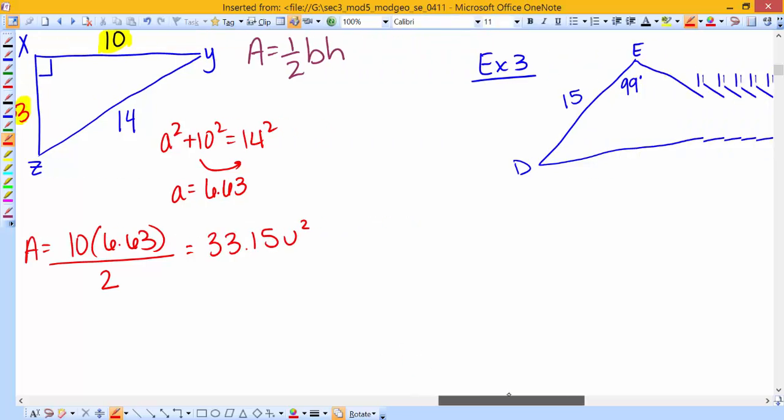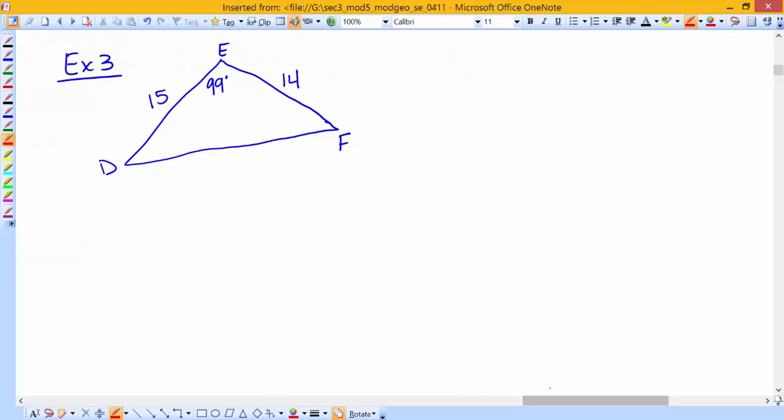All right, let's move on to our last example. So here, let's see. I don't have all three sides. This is not a right triangle, but I do have a side, and an angle between. This is a side angle side triangle. So 1/2, it's side times side.